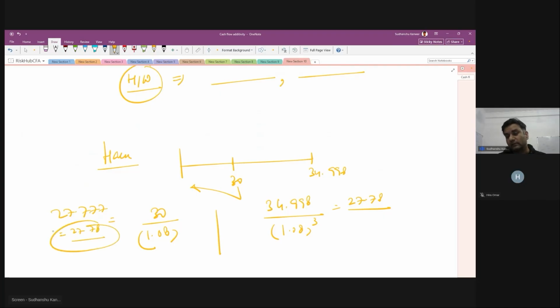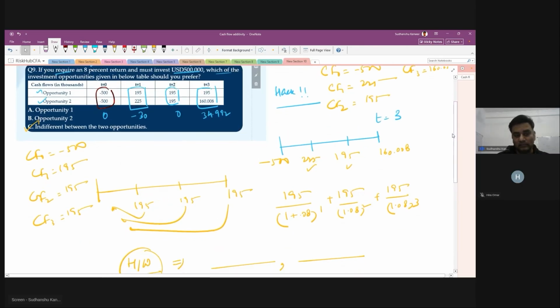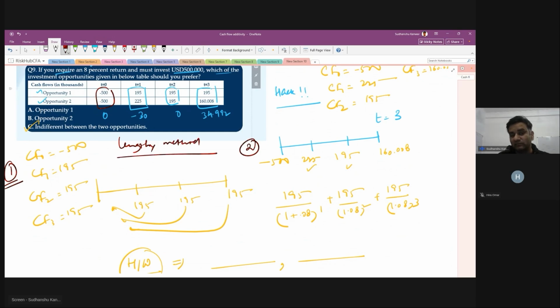I hope you got that there are two, three ways you can do the question. One is the lengthy method, which is this. You find the cash flows of all. This is your lengthy method. One is the hack which I told you, that if I subtract the cash flows, here this guy was higher, T1 was higher, here T2 was higher. The opportunity 2 was higher.